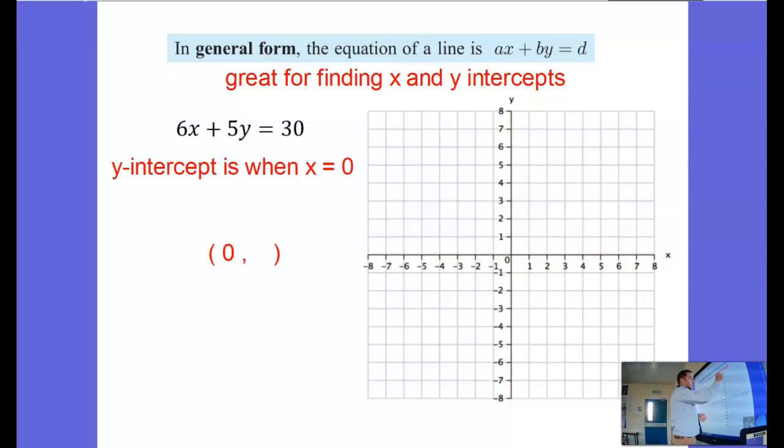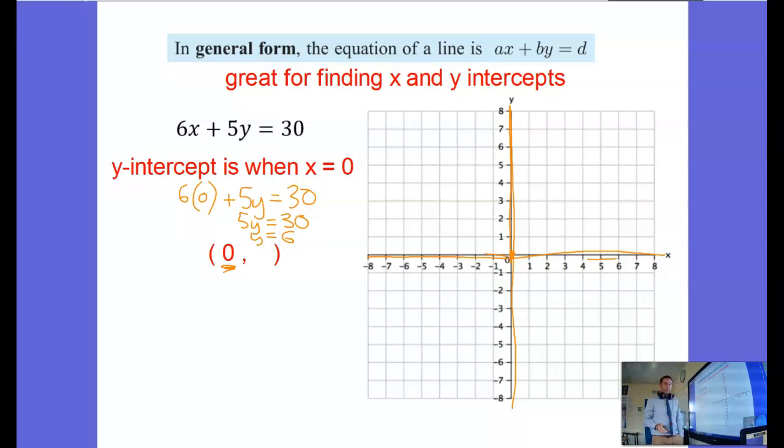Well, the y-intercept, where it crosses the y-axis, is going to be when x is 0. On the x-axis there, if I'm at 0, that is the y-axis. So I'm looking for putting in that number x equals 0. And if I substitute x equals 0 in here, 6 times 0 is 0. Well, that means that 5y equals 30. And I'm going to simply divide by 5, and I get y equals 6. So it's as simple as that.